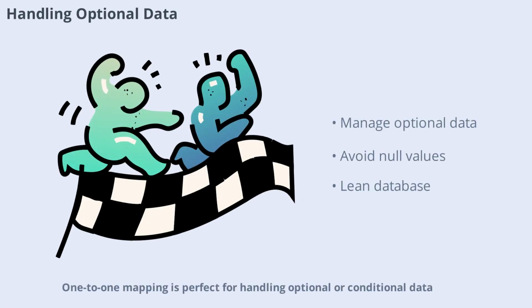One-to-one mapping is perfect for handling optional or conditional data. For example, not every user may have a profile, or some profile fields may be rarely used. By separating this data, you avoid storing unnecessary null values in your main table and keep your database lean and efficient.